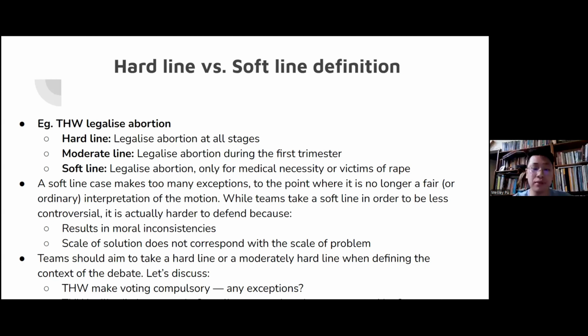So teams should aim to take hard lines or moderately hard lines when defining the context of a debate. For me, I have a personal preference for hardline cases because I can just see benefits and harms much clearer, but it's not like a necessity. You can opt into moderate line cases if you think they are strategic.